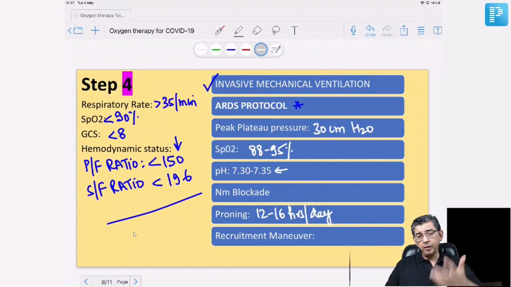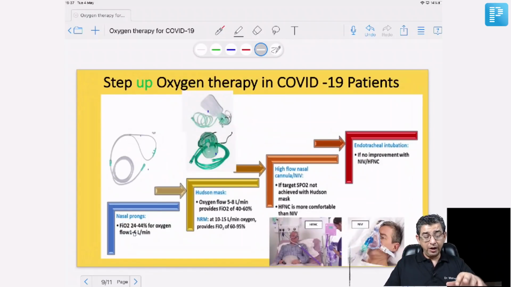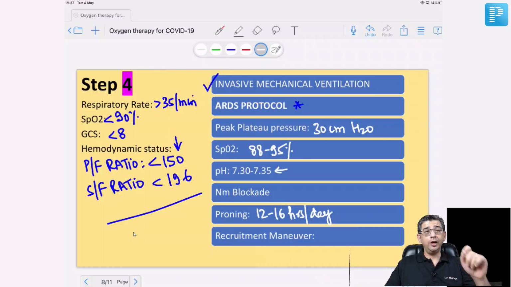Then there is a recruitment maneuver where we will be deploying higher pressures, peak plateau pressures, to recruit more alveoli, increase the surface area and improve the general status of the patient. But let me say you have tried everything that I have explained to you at the moment and your patient is not improving, then it means that your person will definitely be going into impending respiratory failure.